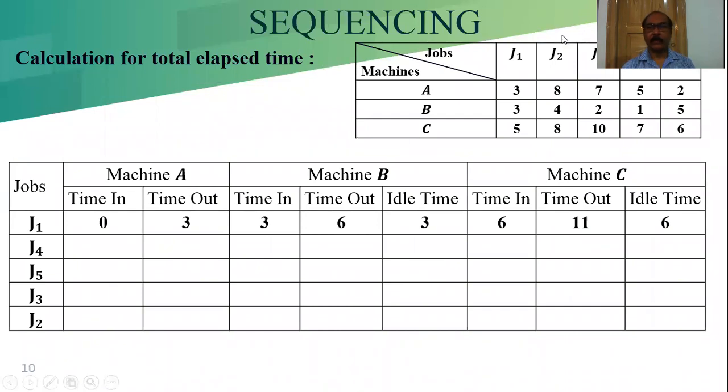Calculation for the total elapsed time. This is the given problem, the 3 machine problem with machines A, B, C, which we already converted to a 2 machine problem. From that we already got the job sequence J1, J4, J5, J3, J2. So this sequence we have to maintain. Then we have to calculate the time in and time out for machine A, machine B and machine C, and how much time they are idle, that we have to find out.